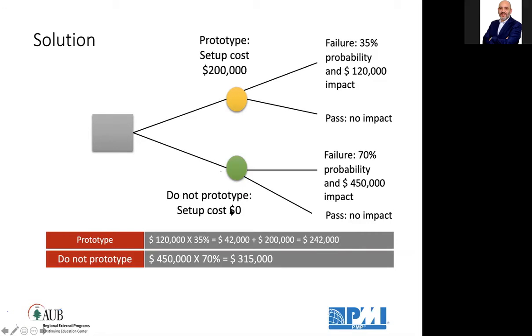Now if we don't prototype, the chance of failure is higher, 70%, and the impact is much higher, 450,000, which gives 315. But I should select prototype because it has the lower cost of failure. Can I take my chance and not prototype? Yes, definitely, but I should now be making an informed decision about this decision. So the answer is to prototype.